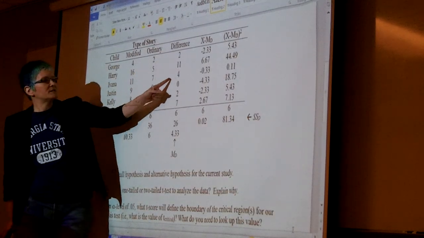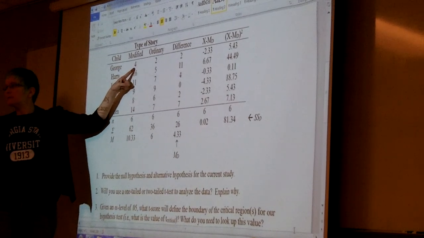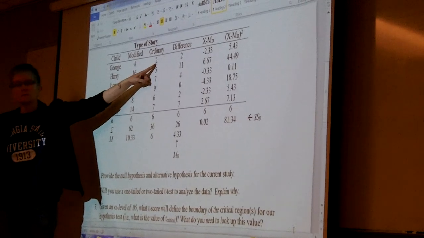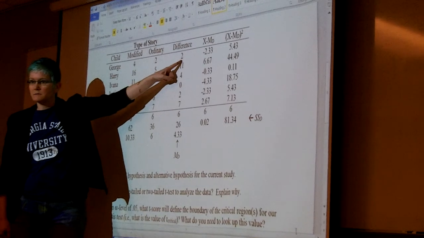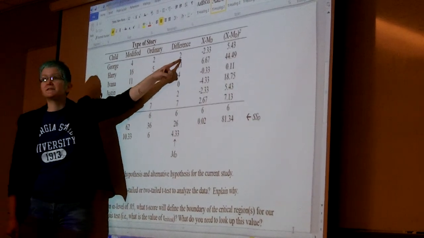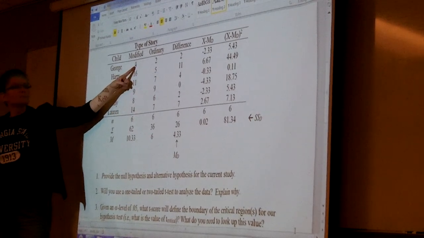That's what you see here. We've just calculated. So George read the modified story for 4 minutes and the ordinary story for 2 minutes. His difference score is 2. Does that make sense? The difference of 2 minutes. And the fact that it's positive tells you that the modified story was read for a longer period of time.